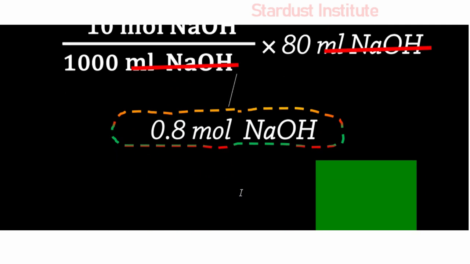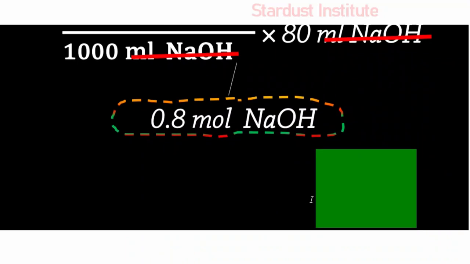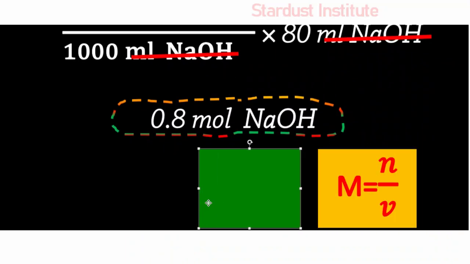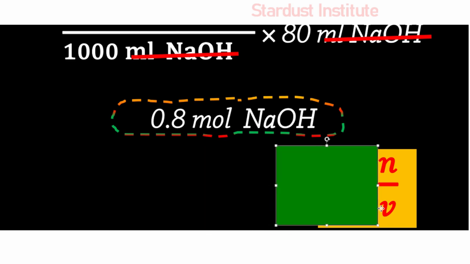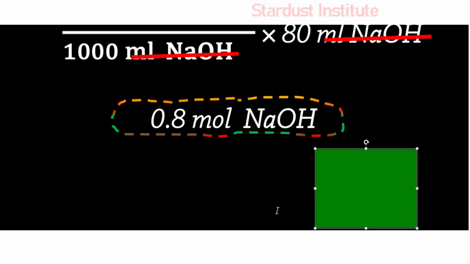To find the number of moles, if we want, we can use the formula of molarity, M equals n divided by V. In earlier videos, we used this formula. If we want, we can use this formula now also. Now we have found the number of moles of sodium hydroxide, 0.8 moles.